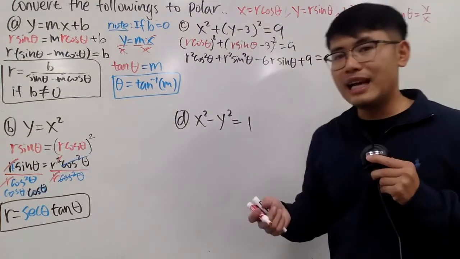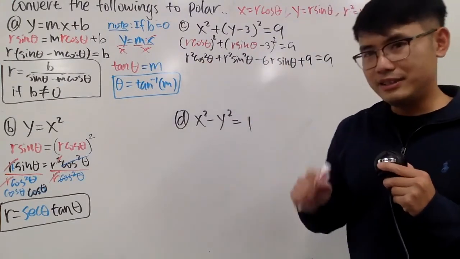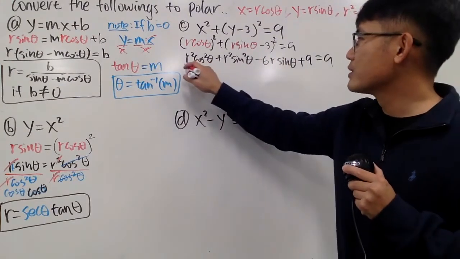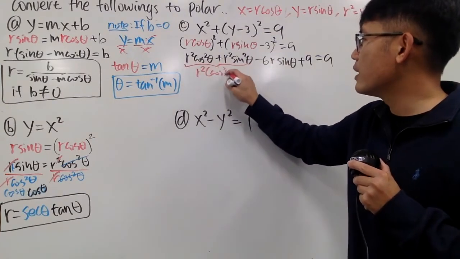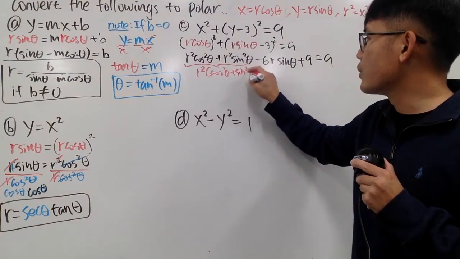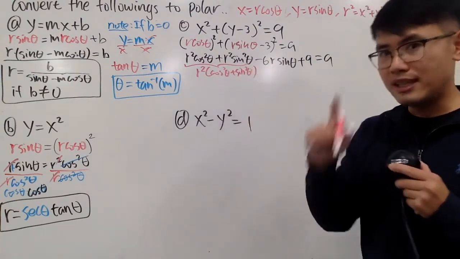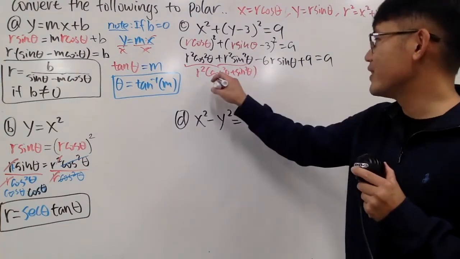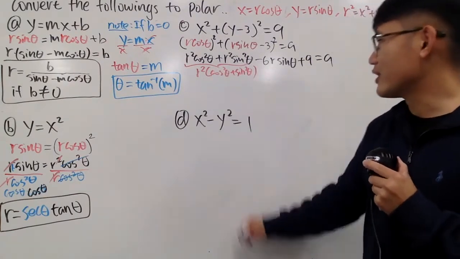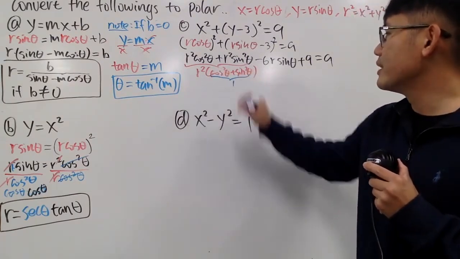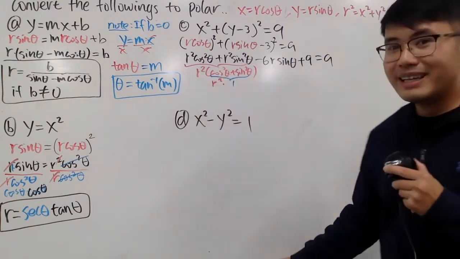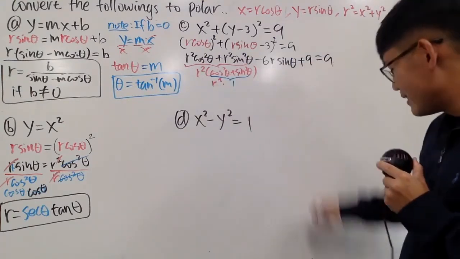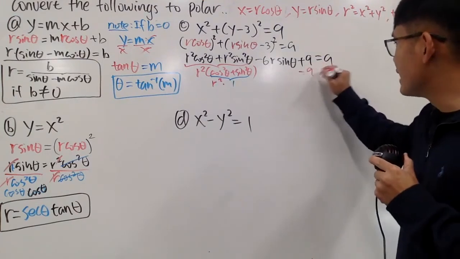Okay, check this out. It's just r squared. Why? Because, of course, we can factor out the r squared, and then we have the cosine squared theta plus sine squared theta. And this right here is precisely just 1. Very nice, isn't it? So we have r squared times 1. And of course, right here, we can just subtract the 9 on both sides. So this and that will be gone.